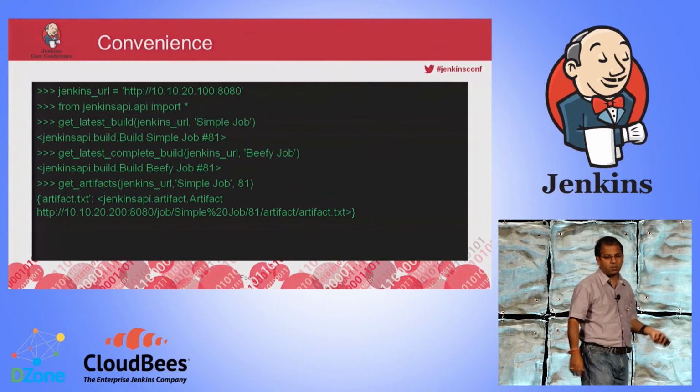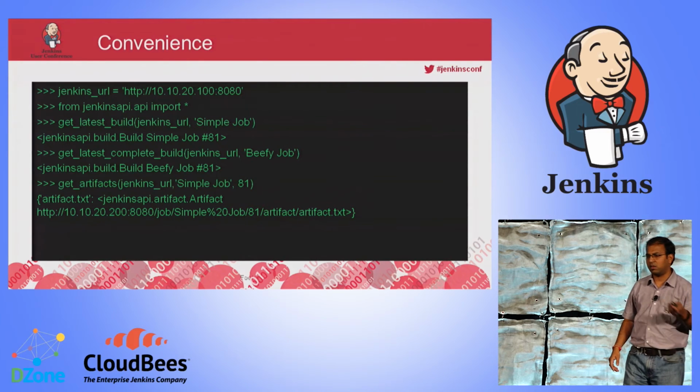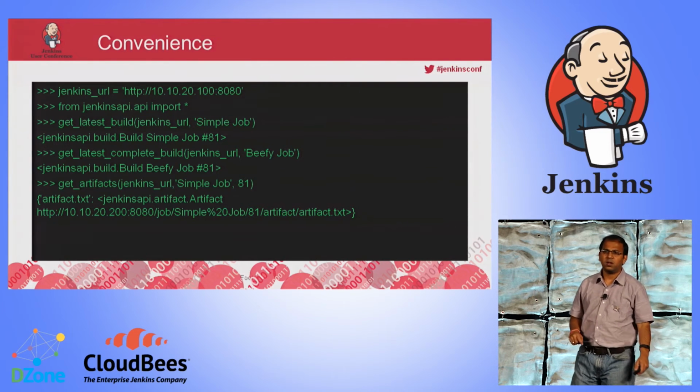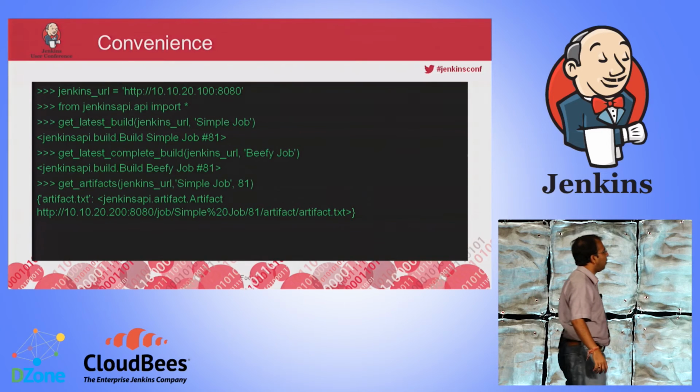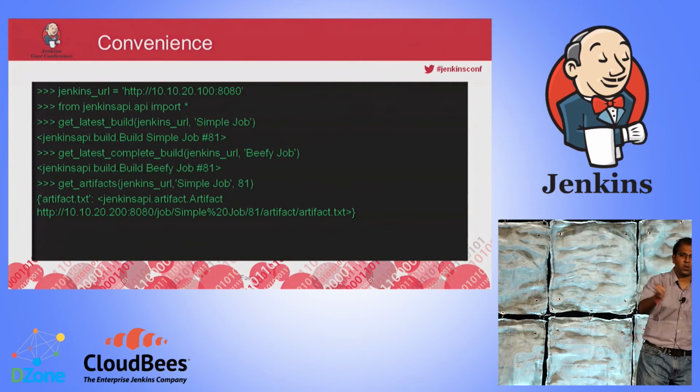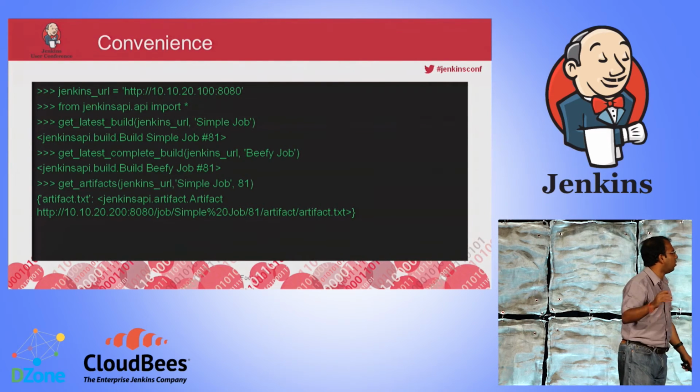So there are a bunch of helper methods, and this API is more or less documented. So you should definitely look at this API if you are looking for small, quick scripts and whatnot to talk to your Jenkins.